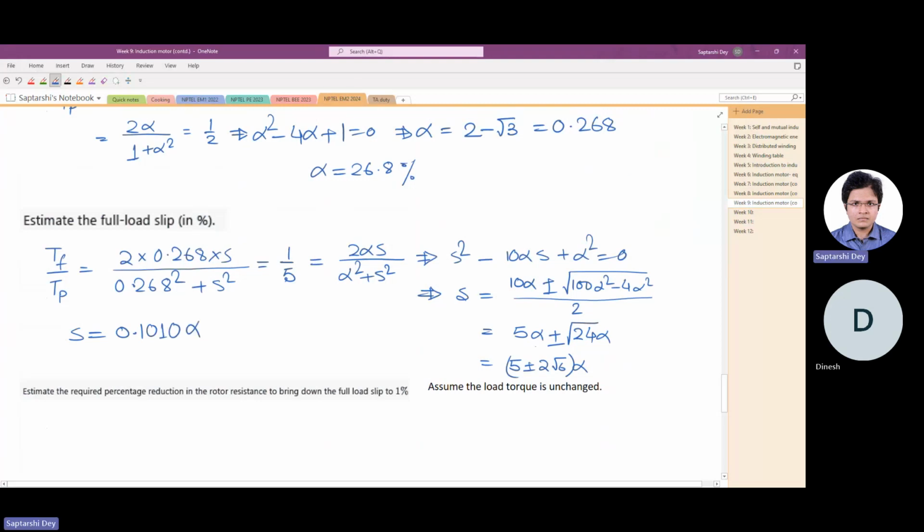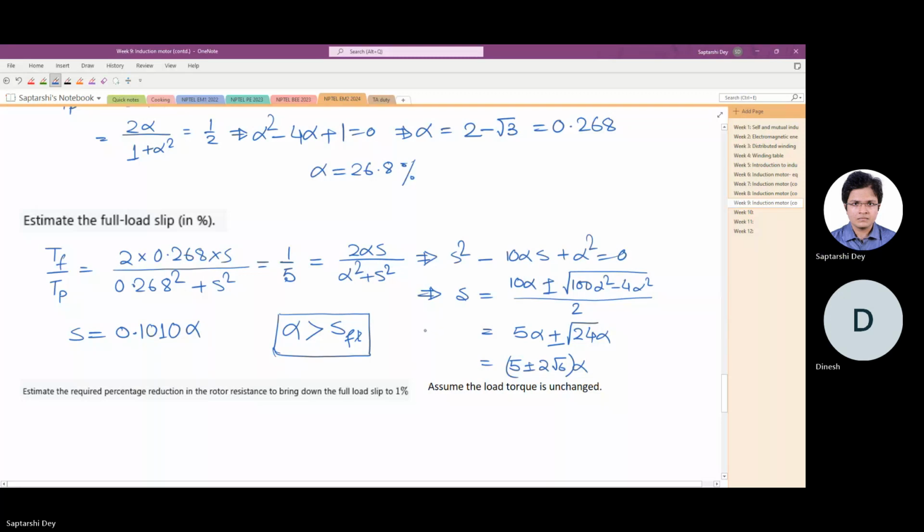If it so happens that this solution gives you two values of alpha, both of which are less than 1, then another condition that can save your life there is that alpha is always greater than S full load, because peak torque happens at a speed lower than the rated torque. So this condition also you can use. In this case, we need not at all.